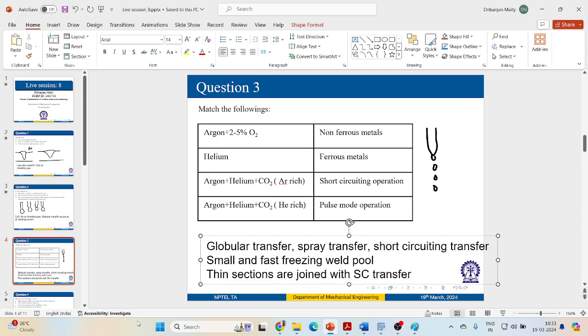If you want to do some out of position welding, right? Such as overhead position welding, or bridging large root openings. So those are a few examples when you should go for this short circuit transfer, right?